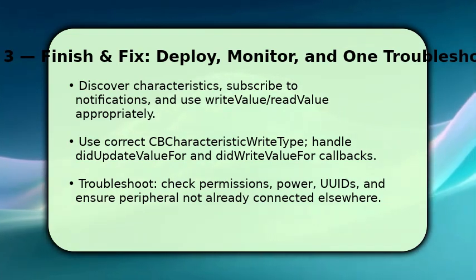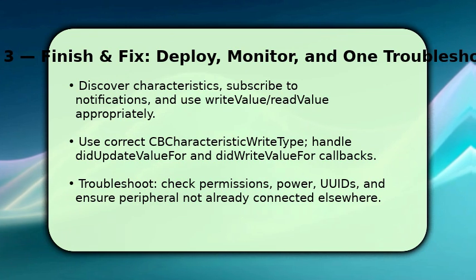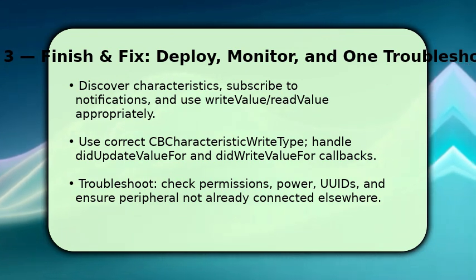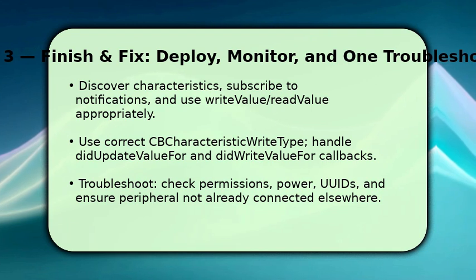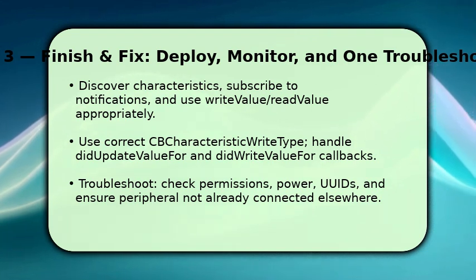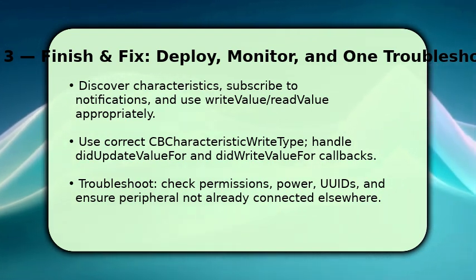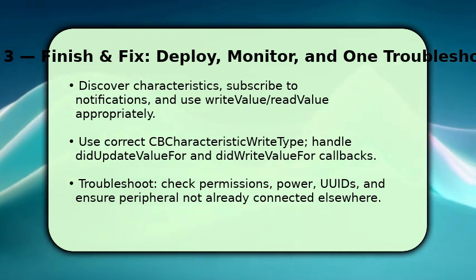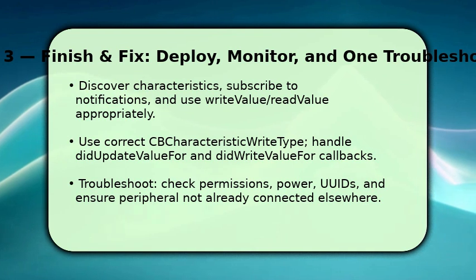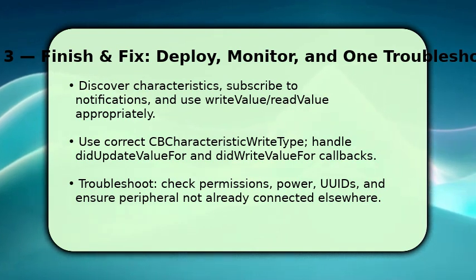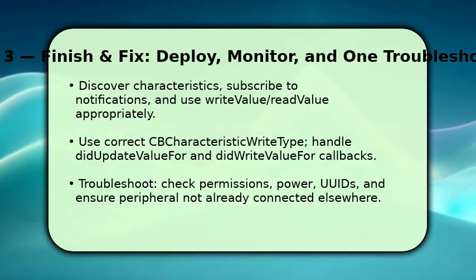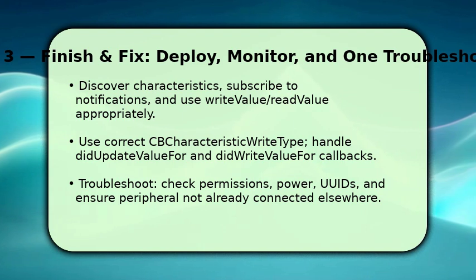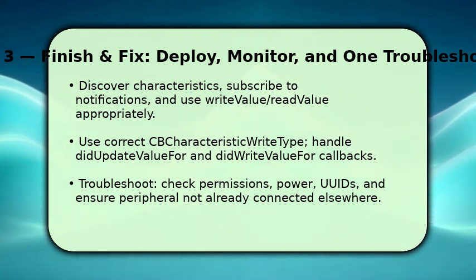After discovering services, call discoverCharacteristics for each service and then read or write values, choosing withResponse when you need confirmation. Subscribe to notifications for asynchronous updates using setNotifyValue true. If writes fail, check the characteristic properties and peripheral MTU limits. Split payloads when necessary. Troubleshoot by confirming permissions, ensuring the peripheral isn't connected to another central, and using logs for BLE state and error codes to pinpoint issues.